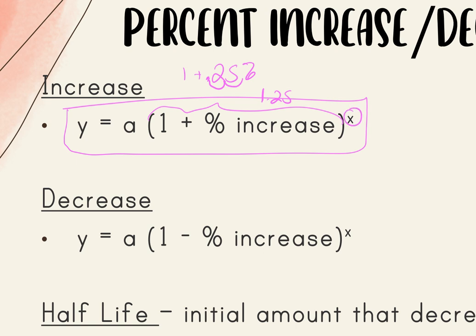If there is a decrease, so we're talking about exponential decay or money depreciating, something like that, then we subtract it. So if it had a 25% decrease, then I would do 1 minus 0.25, and I get 0.75. So if my base is under 1, it represents decay. If my base is bigger than 1, it represents growth. And we did that with our exponential functions, but now you're going to have to understand it in words and real-world scenarios.